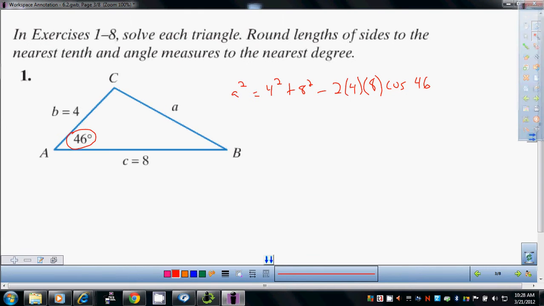That's right. So here we go. 16 and 64 make 80. Thank you, I appreciated that. I'm starting to think that was a dumb joke.